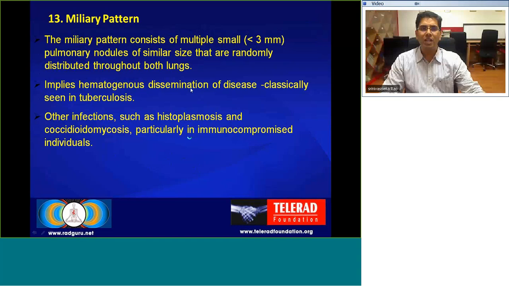As you all know, it's considered multiple small, less than 3 mm nodules of similar size that are randomly distributed throughout the lungs. This implies it is due to the hematogenous spread of infection. This pattern can be seen in other organs as well, like liver, spleen, and kidneys. But you can easily identify this pattern using radiographs.